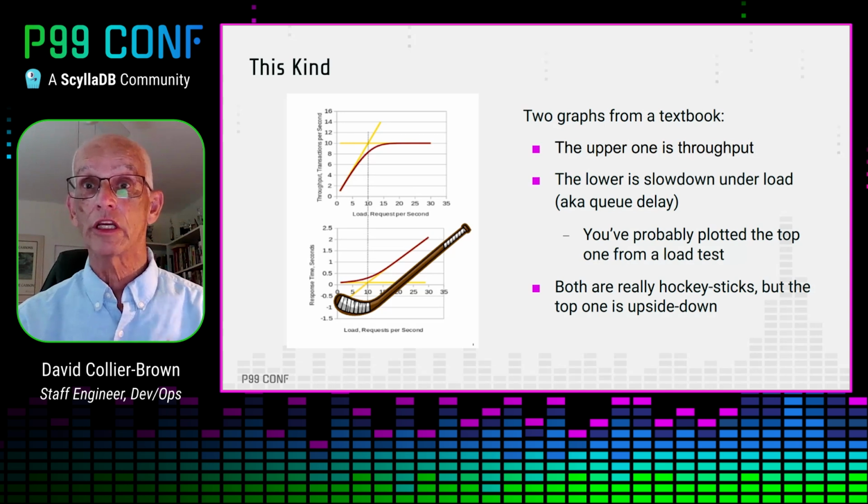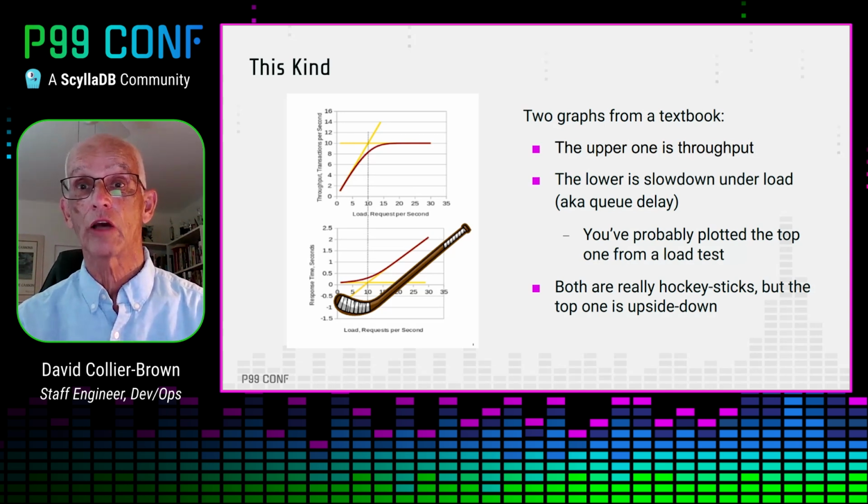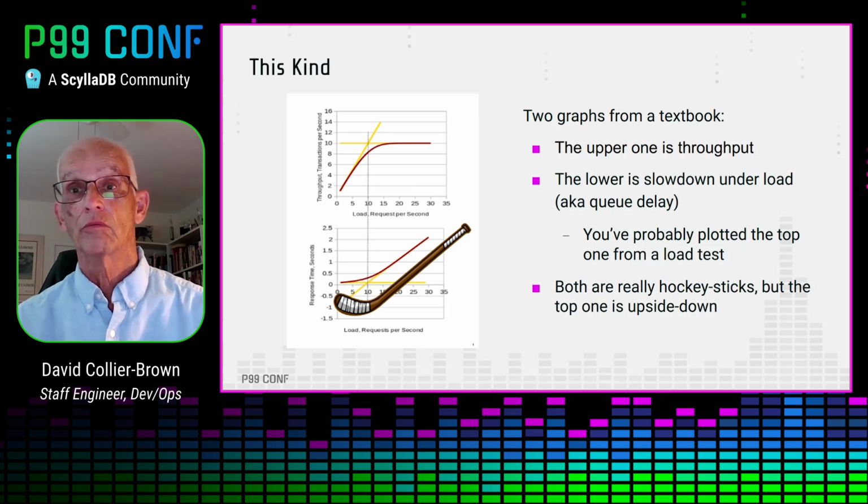And with this community, you probably all plotted the upper one by running a load test and drawing a line through a cloud of points. The top graph is throughput, or how much work gets done. The lower one is time taken, or how much it slows down. Both are actually hockey sticks, hyperbolas, but the lower one is obviously so.